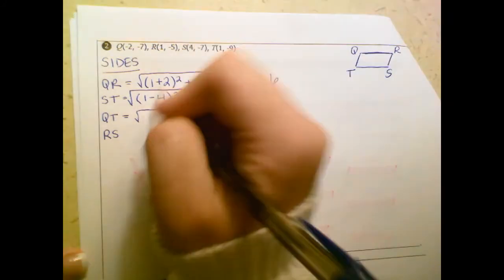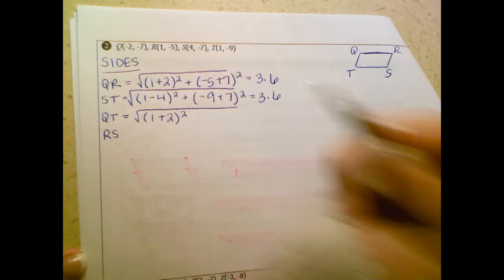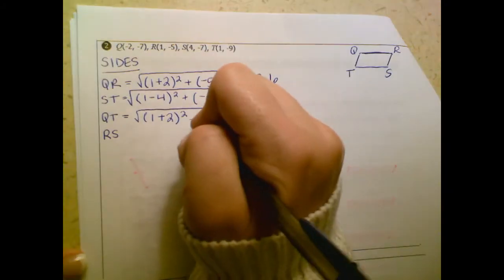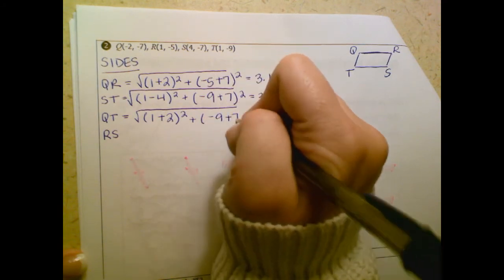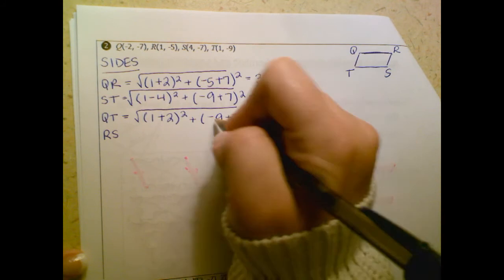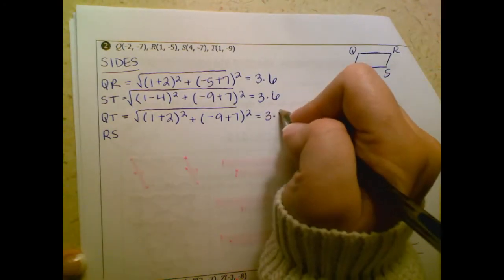For QT, I have 1 plus 2. So it's 1 minus the negative 2, which makes it a plus 2. And I have negative 9 plus 7. Negative 9 minus the negative 7 makes it the plus 7. That is also 3.6.